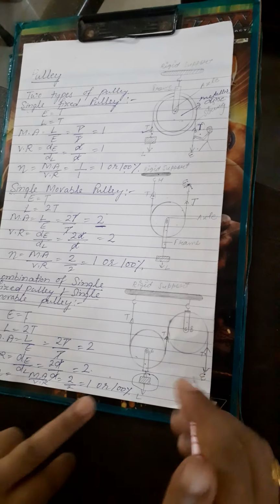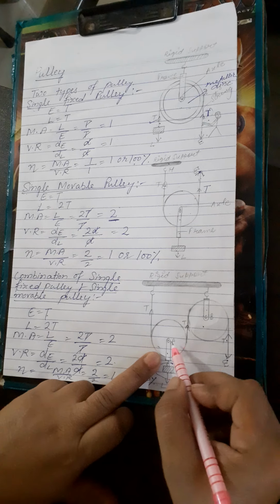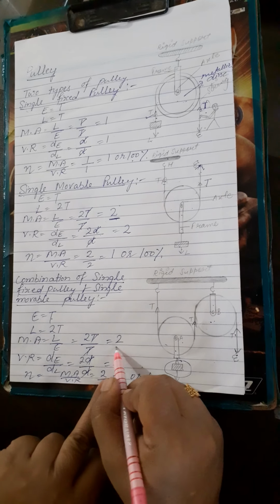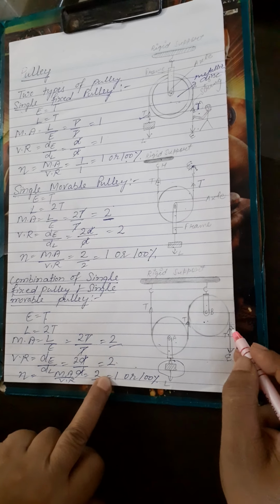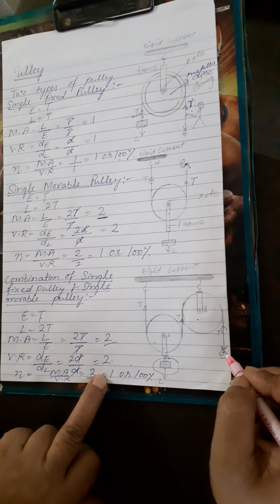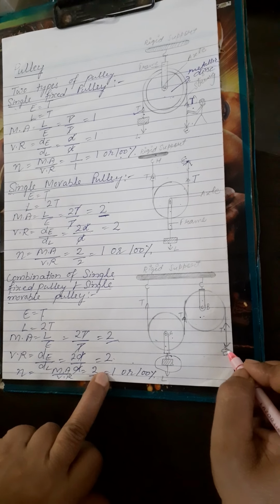So if we combine both the pulleys, single fixed pulley and single movable pulley, we can increase the mechanical advantage and we can apply the effort in the downward direction, which is very easy for us.